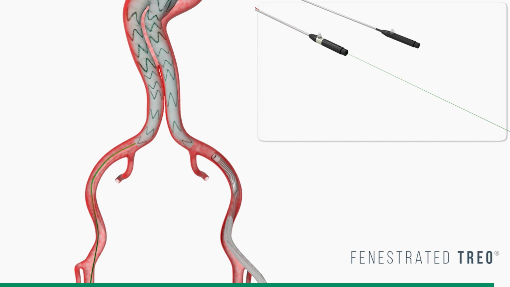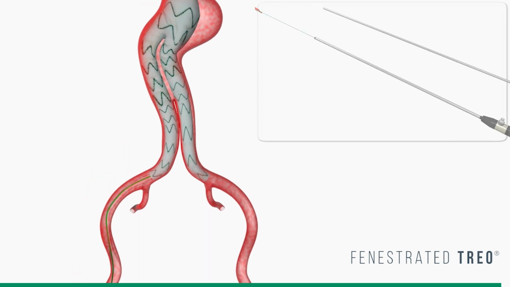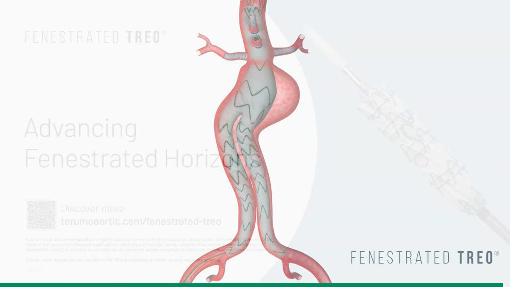If desired, the leg extension delivery system on the contralateral side may be disassembled in the same manner as the main delivery system in order to provide a sheath for the use of compatible accessory devices.